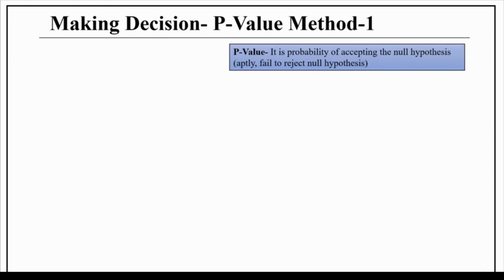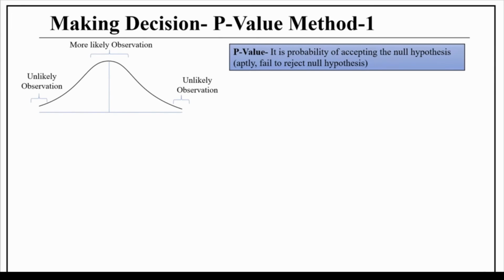What is p-value? It is the probability of accepting a null hypothesis, or more aptly, failing to reject the null hypothesis. Also, we can say that it measures the strength of evidence in support of a null hypothesis. Now let's understand the p-value concept graphically.